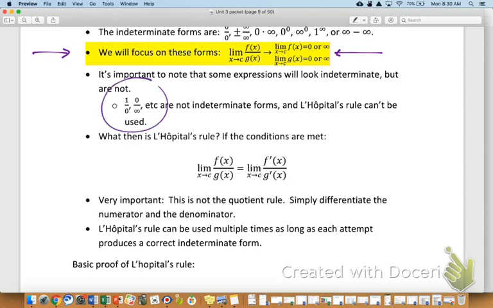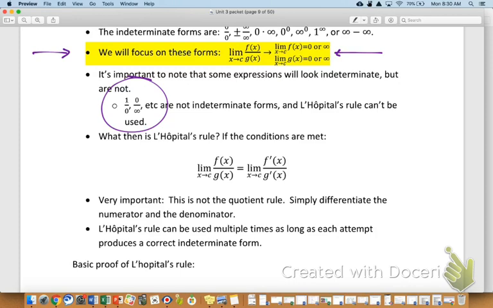Things that look indeterminate but really aren't are not scenarios where you can use L'Hôpital's rule, so don't. You can't just use it because you feel like it. The conditions demand that we either do or don't. Okay? So make sure you carefully check your conditions, and I'll be showing you good ways to do that.